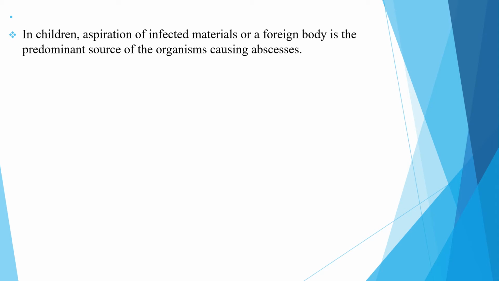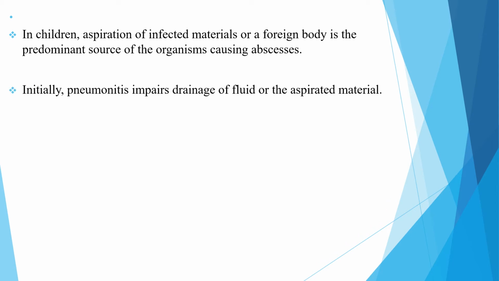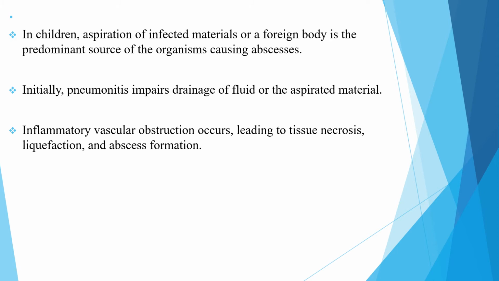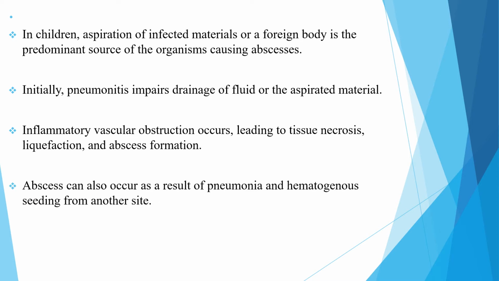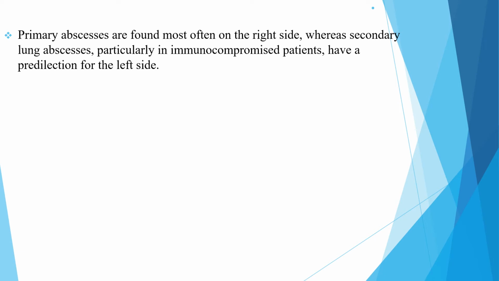In children, aspiration of infected materials or foreign bodies is the predominant source of the organisms causing abscess. Initially, pneumonitis impairs drainage of fluid or the aspirated material, and inflammatory vascular obstruction occurs, leading to tissue necrosis and liquefaction and also abscess formation. Abscess can also occur as a result of pneumonia and hematogenous seeding from another side. Primary abscesses are found most often on the right side, whereas secondary lung abscess, particularly in immunocompromised patients, have a predilection for the left side.